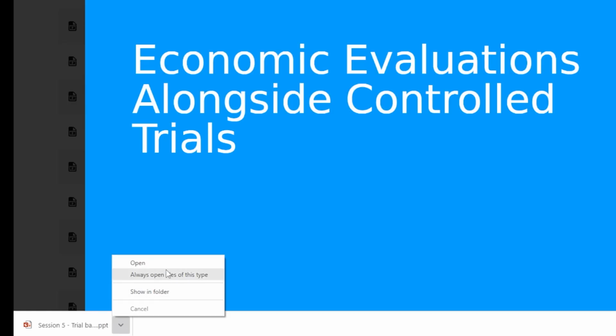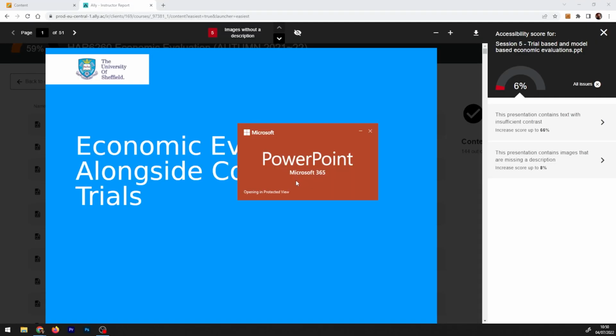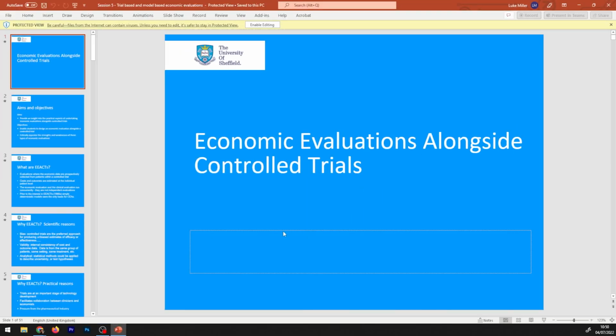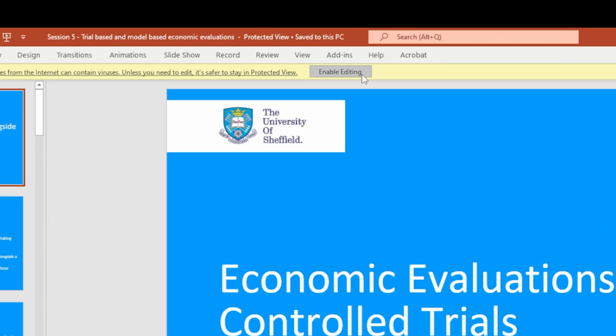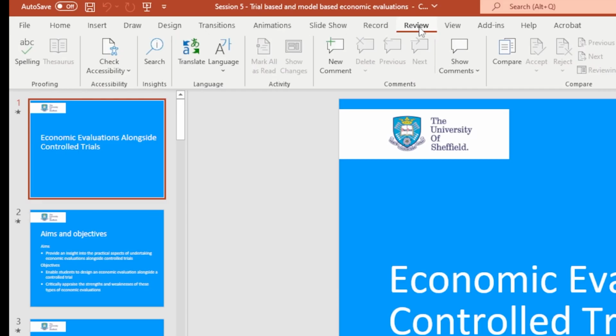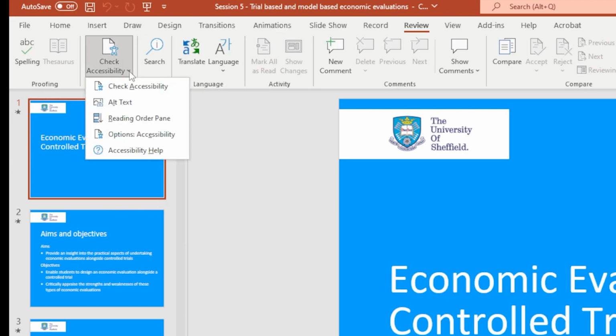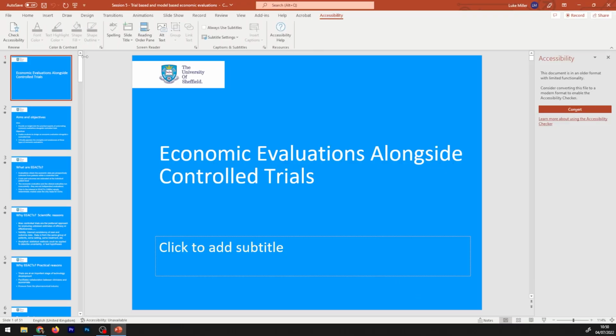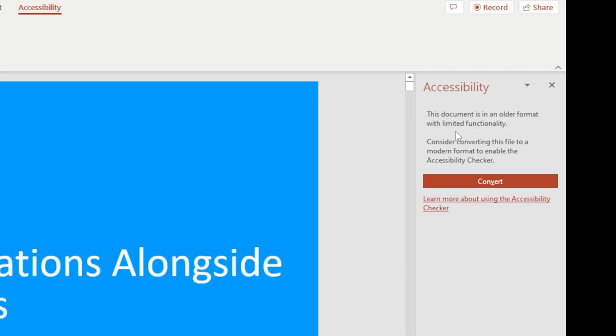So I'm just going to open this up, and as I say, I've got Office 365, so this is PowerPoint 365. I'm going to click Enable Editing, and the real benefit here is if you go to, I think, the Review tab up here, you've got this thing called Check Accessibility, and if you click on that and then click on Check Accessibility, it brings up a panel on the right. Now it's telling me automatically this is in an old format with limited functionality. Consider converting this file. So I'm going to convert this, and then we'll take advantage of the accessibility checking tools. So I'm going to just convert it and save it on my desktop somewhere.